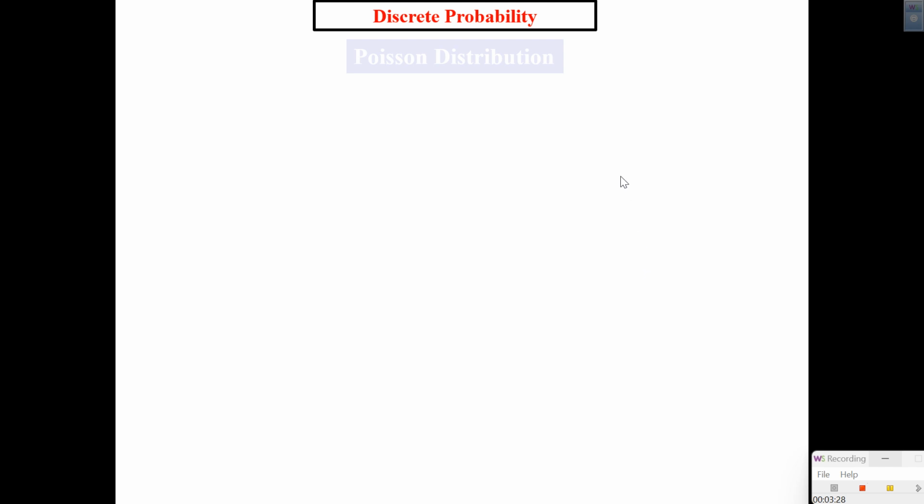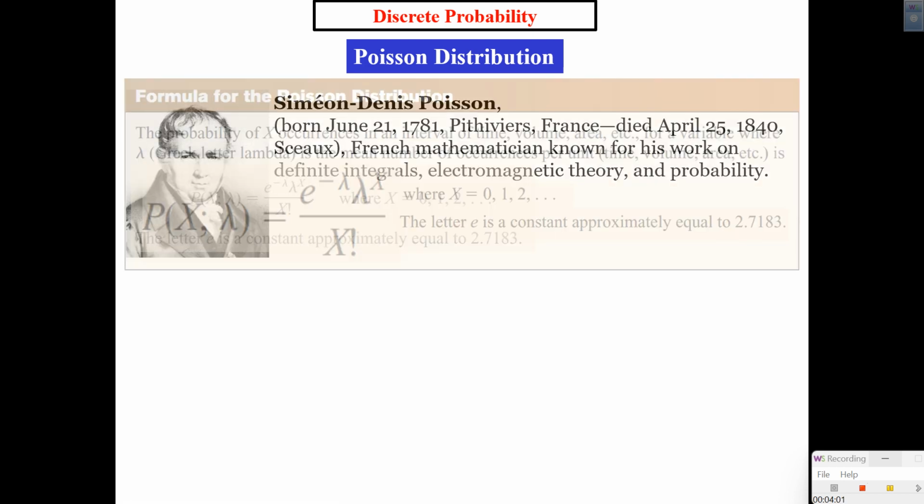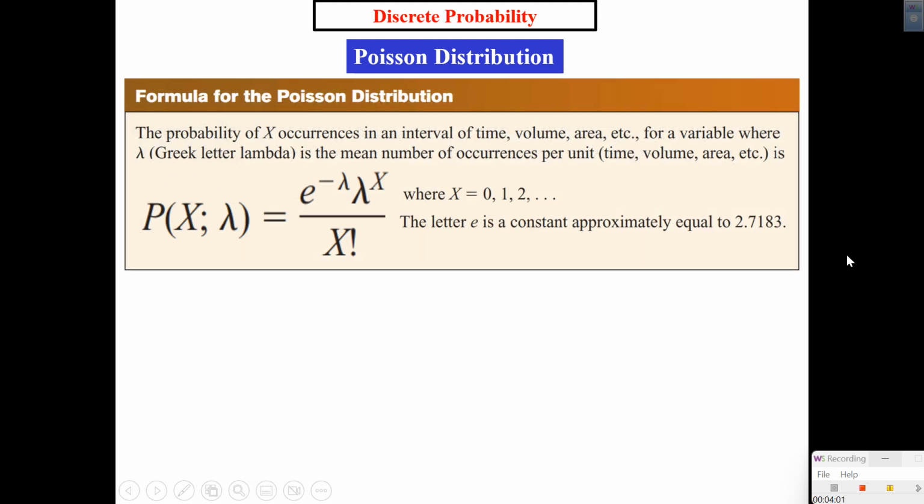Now, this one comes from a mathematician. You don't have to write this down, just a quick in passing to give him credit. French mathematician, worked on calculus, basically did a lot of work in integrals. Also, he worked on electromagnetic theory. And today, we're going to see some of his probability work. And here's the formula. Write down the formula, please.